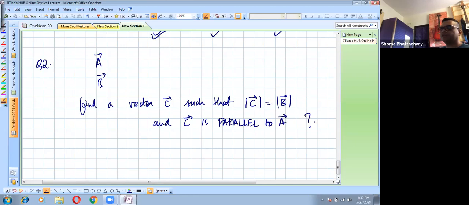Now I'll just give you the vectors which are given. But more importantly, we'll discuss the method of solving this. Okay, so the vectors A and B: A is 3i cap plus 4j cap. The vector B is 7i cap plus 24j cap.